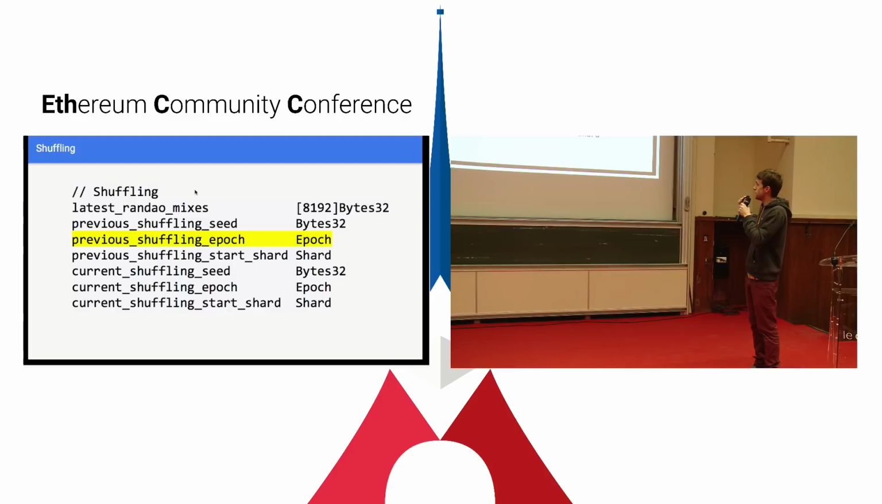So the seed, the epoch, and the start shard are three things that are required to determine this slicing and dicing of the committees. The start shard is kind of a technicality. It has two purposes. Number one, to add a little offset to the start shard so that within an epoch you move around. Okay, never mind, technicality. And we store these triples, seed, epoch, start shard, for both the current epoch and the previous epoch because we want to be able to recompute the set of active validators relative to two different shufflings from the recent past.